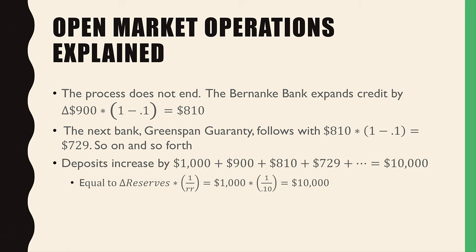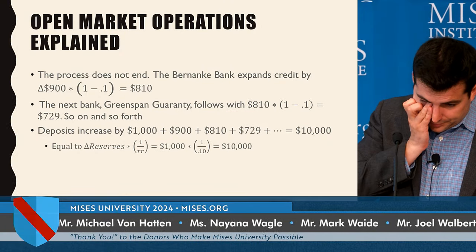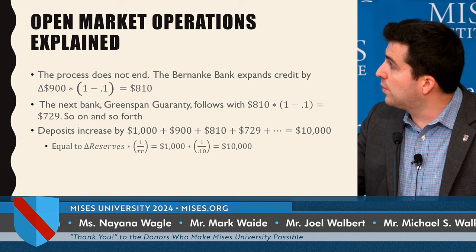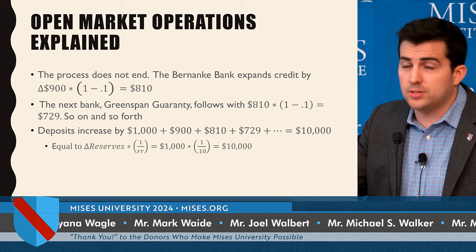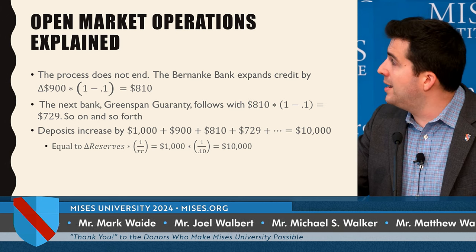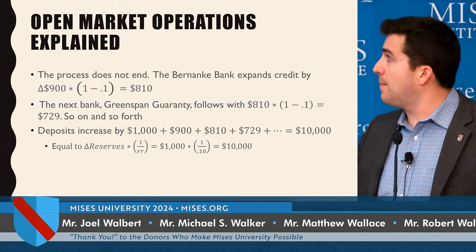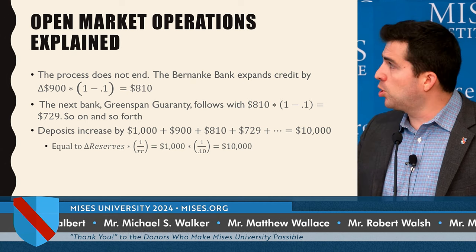So deposits increase by $1,000 plus $900 plus $810 plus $729. And this process, in theory, can keep going on and on until the total amount of money created is $10,000. And this is equal to the formula: change in reserves times 1 divided by the reserve requirement. So in this case, it's 1,000 times 1 divided by 0.1, and that's $10,000. All right, so it's not that one bank, the Newman Bank, is just going to increase the money supply by $10,000. It's going to occur in a step-by-step process.